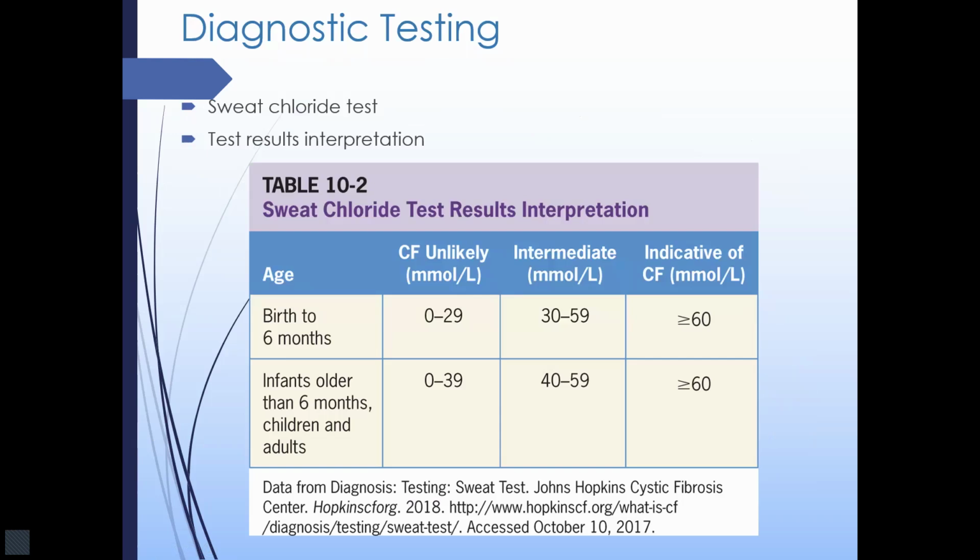With sweat chloride tests, depending on the age, you might have different results, or it might not be definitive if you are under 60 millimoles of chloride. If you are above 60 millimoles of chloride, it is a definitive positive test for cystic fibrosis. So above 60 millimoles of chloride is the standard positive diagnosis for cystic fibrosis. Some physicians might want to do more than one test, but that is your definitive number.